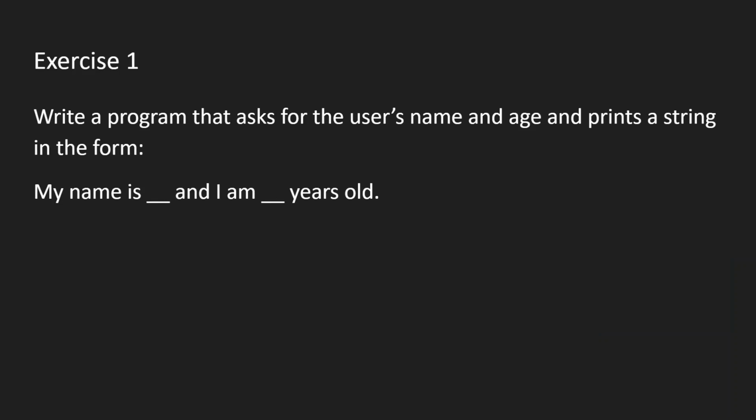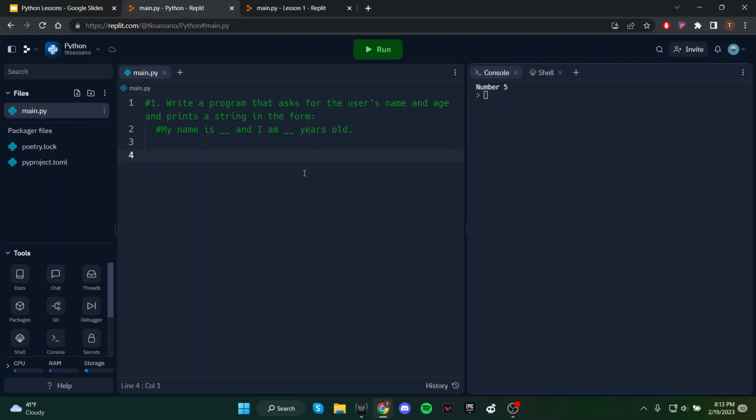To test everything that we've learned, let's look at an exercise. Write a program that asks the user's name and age and prints a string in the form, "My name is blank and I am blank years old." The blanks will be replaced by the name and age respectively. Since we need both the name and the age, we'll be using two different inputs and we'll store each in a different variable. So we'll have a name variable, and this will be input, "What is your name?" That's the prompt. And then age, input, "How old are you?"